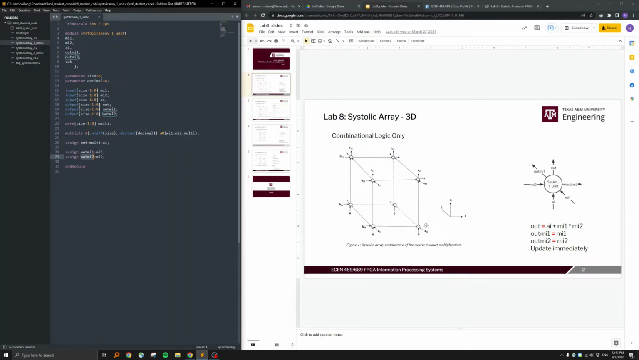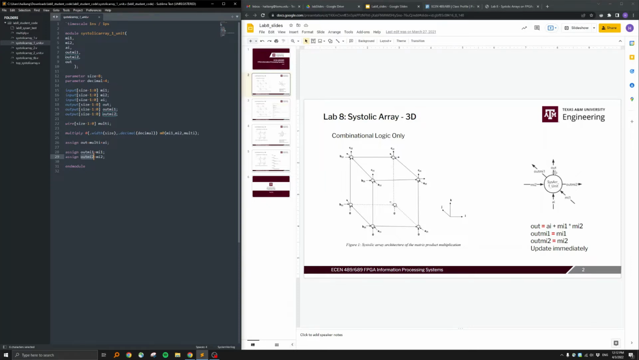Basically it's because we need many data being used more than one time. This is why we need to pass these inputs to their neighbor nodes here and here. And same for example B21 here. It's going to be used in this node and also be passed to this node here, right?